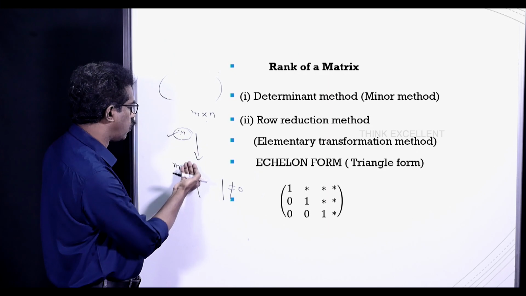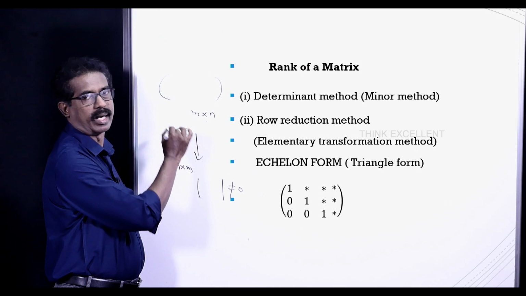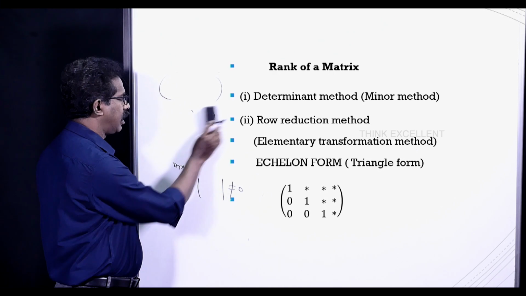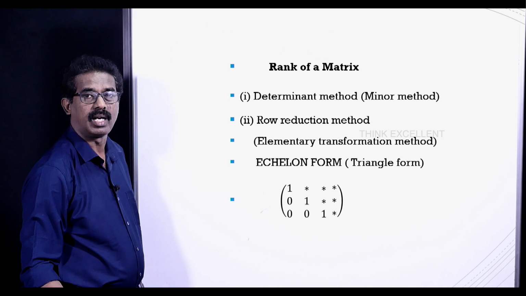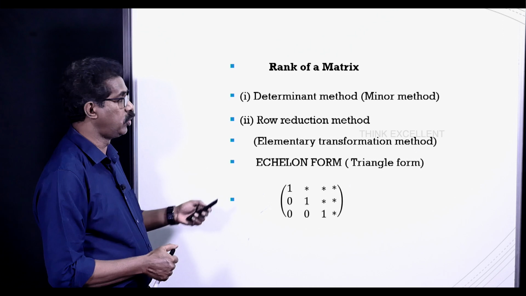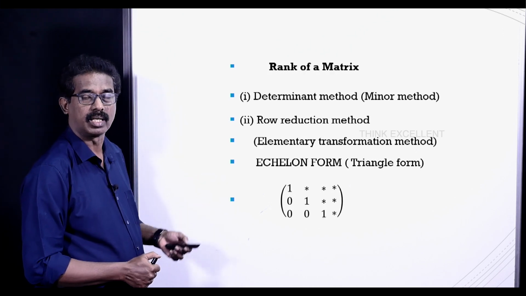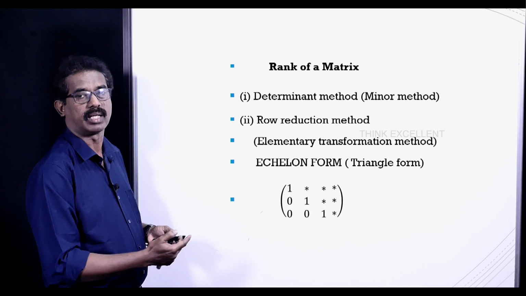So now reduce by 1. If it is 3, you go for 2. If it is 2, you go for 1. Like that you have to check one by one. Okay, so this is the determinant method. Another method I said, row reduction method, or we call it the elementary transformation method. There we reduce the given matrix into echelon form. After getting the echelon form, already I said how to find the rank.